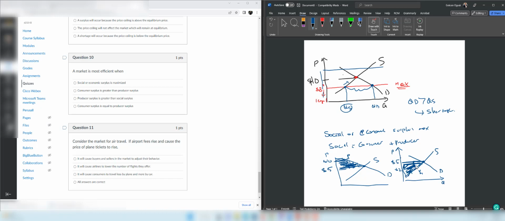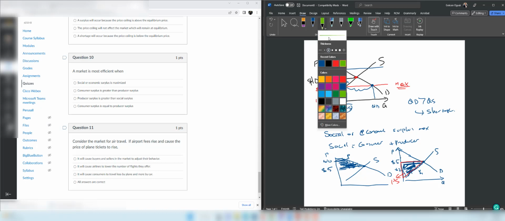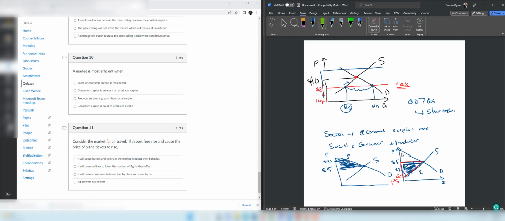So when we can maximize both areas together, this one is producer surplus, or the profit, you can say it that way too. And this one is consumer surplus. So the efficient market is when we have CS plus PS at a maximum, which is social surplus.